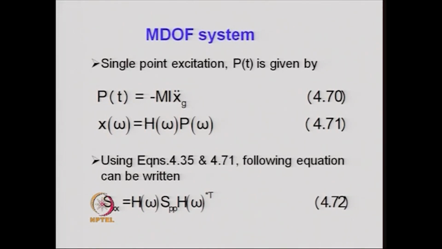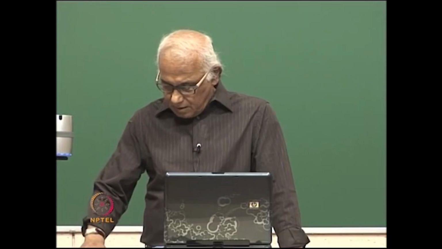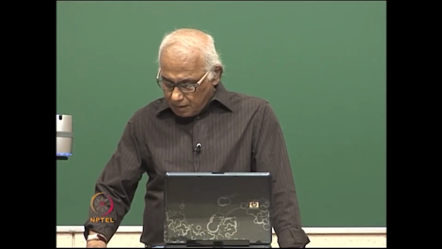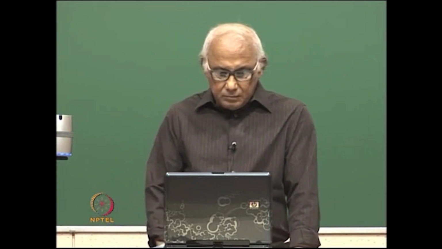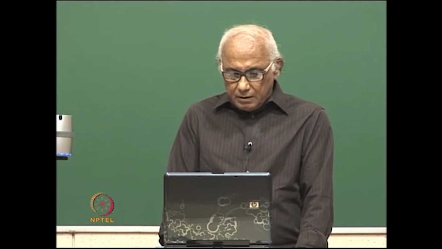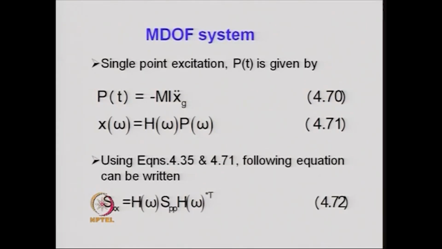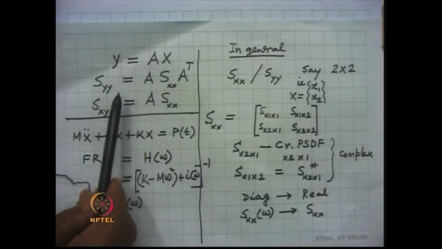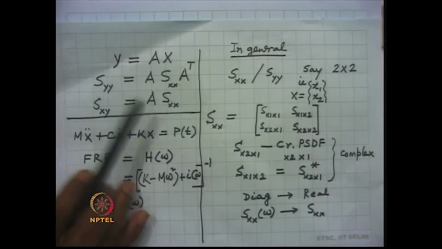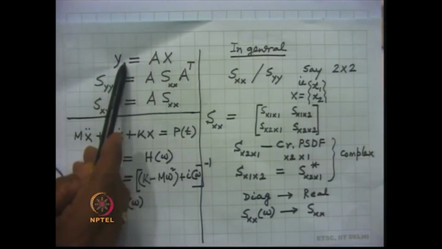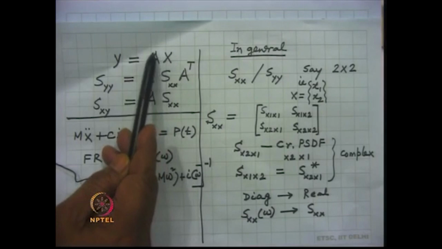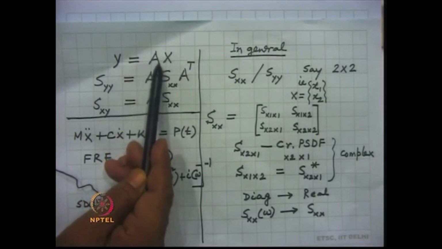Let us try to recapitulate some of those fundamental things that we discussed in yesterday's lecture, so that we can effectively understand the MDOF system subjected to a random excitation vector. First thing that we discussed yesterday was y is equal to A into x, where y is a vector, x is a vector, and it is connected through a matrix A.